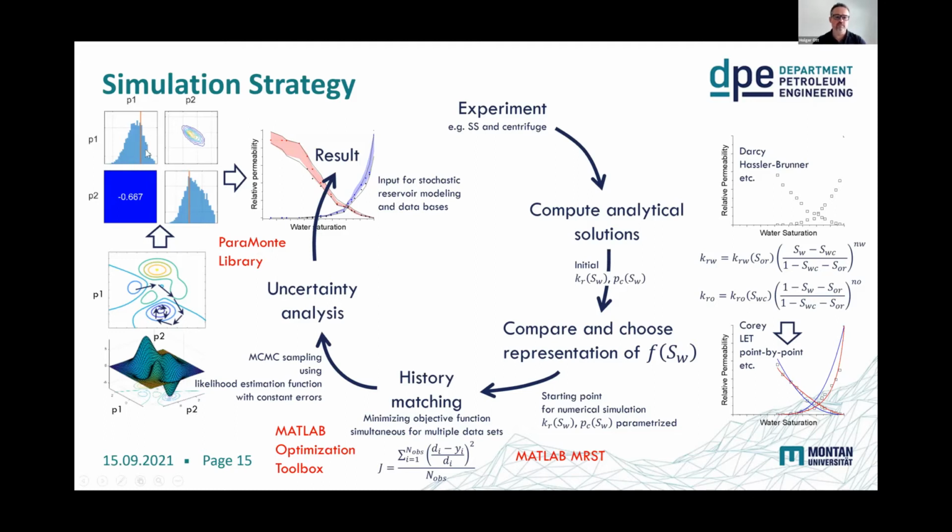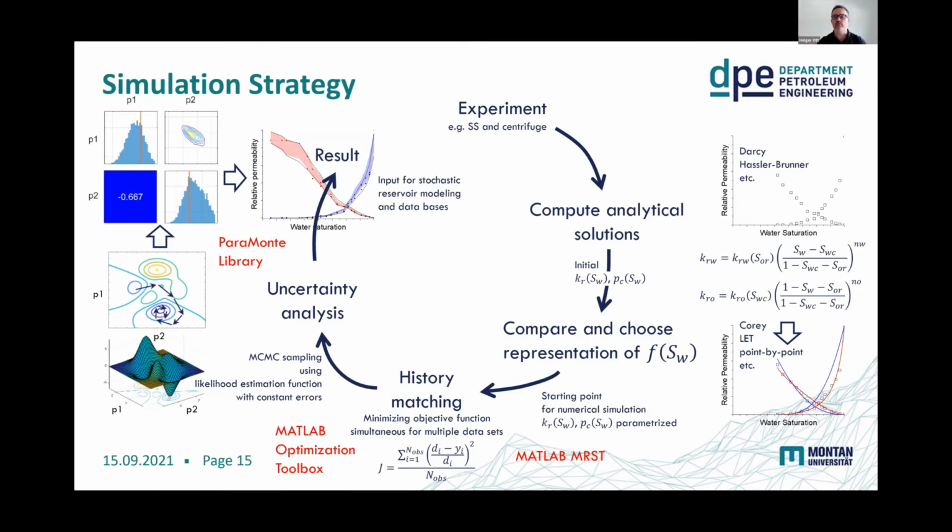And from the histograms we can also get, by applying, for example, P10 to P90 thresholds, an uncertainty range for our data that you see here in red and in blue. And this is exactly what we need, if this is really a fair type of error, as input for the stochastic reservoir modeling, and as input for databases, where I typically work with this kind of correlations of different properties.